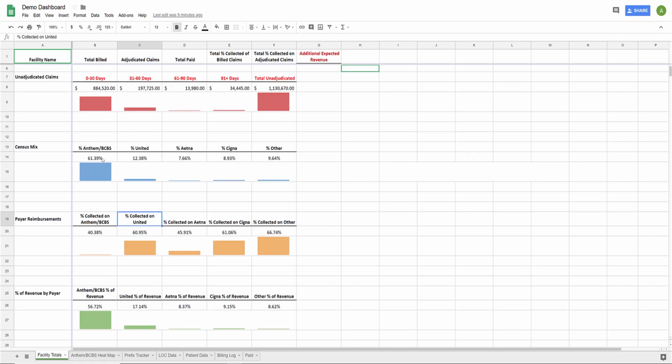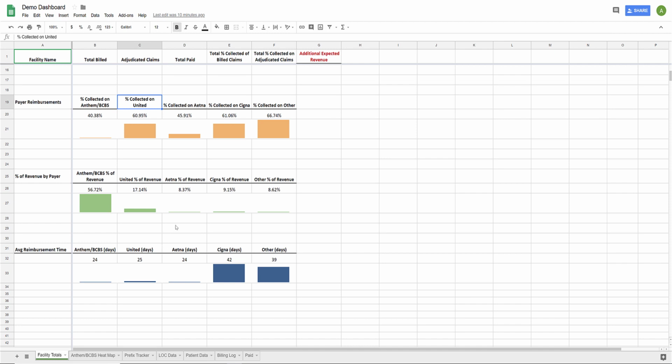So as you can see, because the census mix and the reimbursement rates are different, their revenue by payer is significantly altered by that. So even though over 61% of their census was Anthem or Blue Cross policies, under 57% of their revenue is from Anthem Blue Cross policies. However, if you look to the right, United, which up here was just over 12% of their census, makes up over 17% of their revenue, and that's because they're collecting nearly 61% on every dollar that they submit to that particular payer. And then on the bottom here, we just added this one, the average reimbursement time frame from the date the claim is submitted to the date the claim is paid.